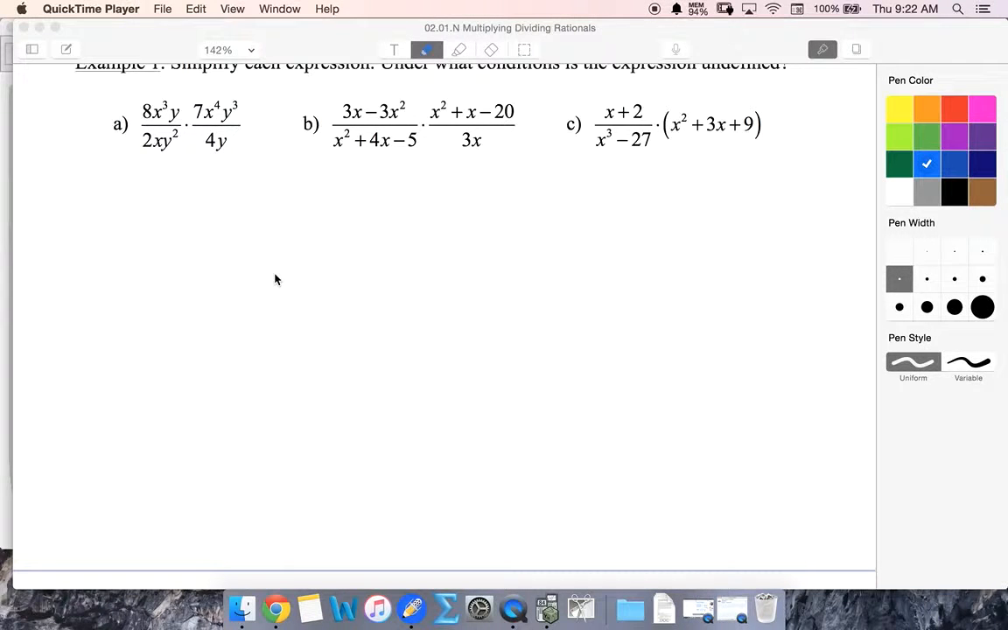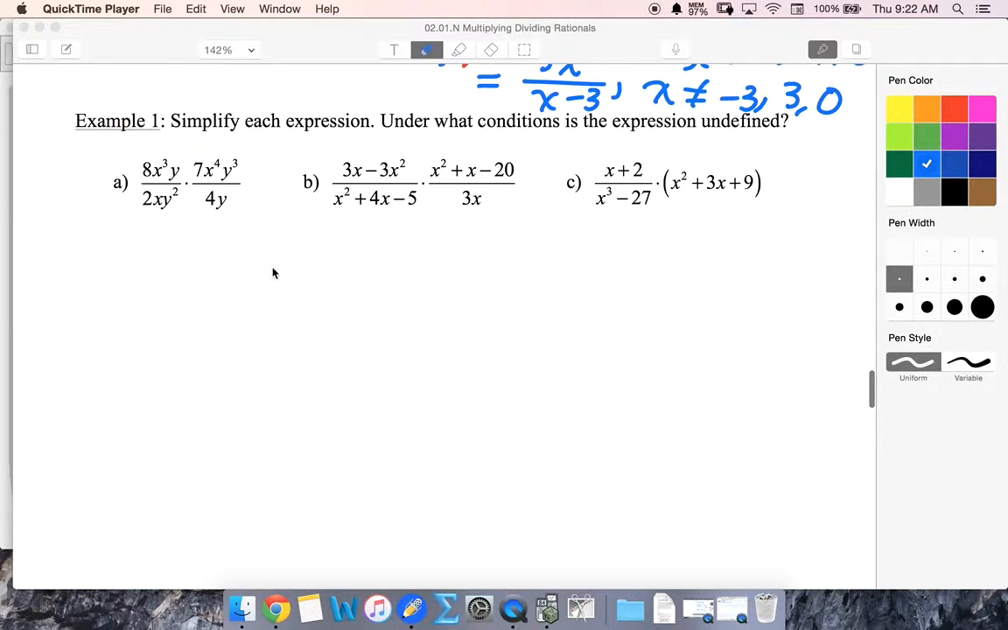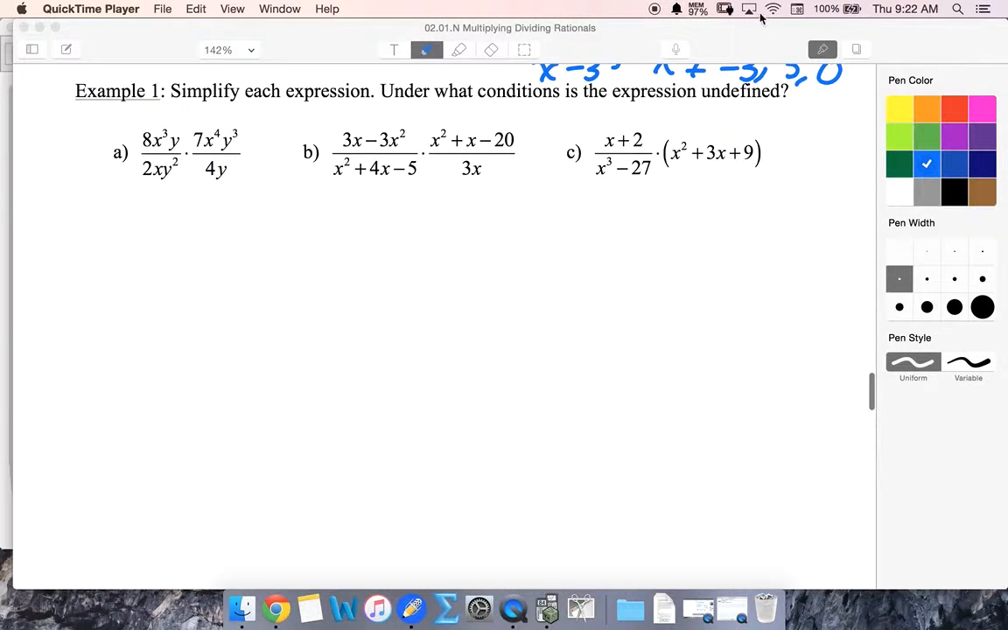Hello again, Ms. Slyman here with set B, part B example 1. I'm going to look at 1A. I'm going to start straight away with my conditions. Actually, I'm not going to start straight away with conditions. I'm going to start by factoring.